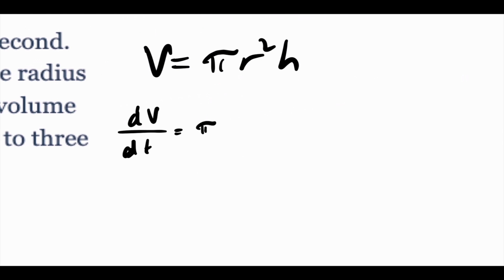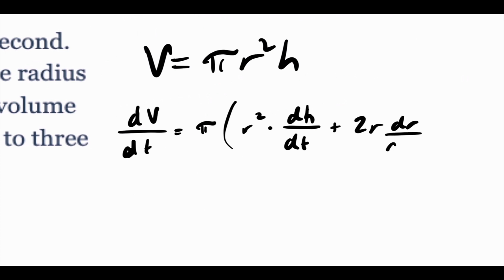Pi is a constant, so I'm just going to put pi in the front. Whatever derivative I get, I'm going to multiply times pi. So the first, which is r squared, times the derivative of the second. The derivative of h is dh over dt, plus the opposite. The derivative of r squared, 2r, dr dt, times h.